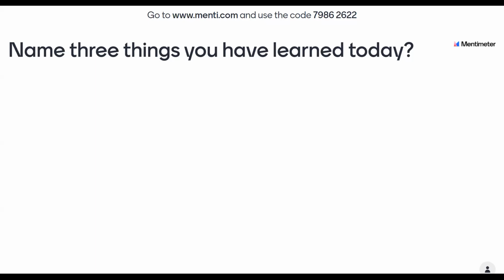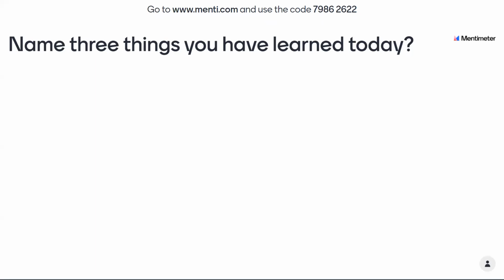Right. So I have switched it. Hope you can see now. Can you go to www.menti.com and use the code given here, 79862622. Type whatever you feel. That's perfectly all right, just to give you an idea of how the tool works.